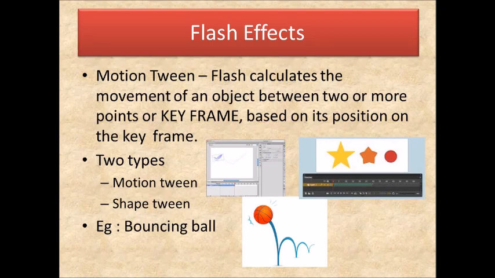The example for such an effect is a bouncing ball effect. The example of a motion tween is shown there. You can see the picture trying to move, and next one is shape tween. A star is changing to a ball. So these are the examples of tweening.